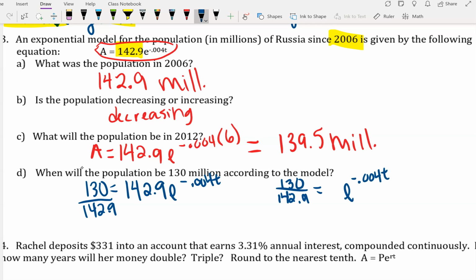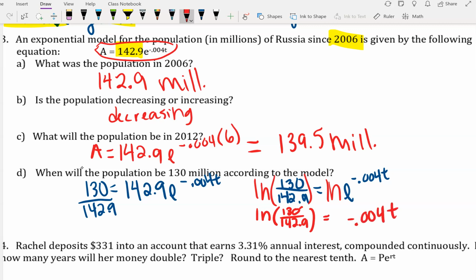All right, anytime you're trying to solve and you've got base e, you're going to cancel out that base e using natural log. So we'll end up with natural log of 130 divided by 142.9 equals negative 0.004 t, and then you'll divide both sides by negative 0.004 to get t by itself.